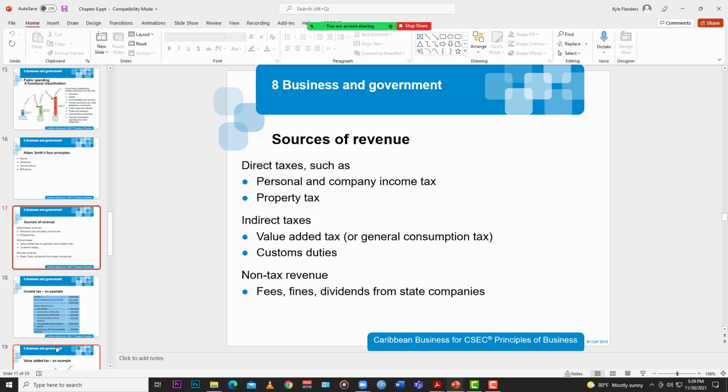Other sources include, as you would know if you come across some of these things doing business, fees, fines, and dividends from state companies. Some governments actually invest in certain companies and they get dividends from that. For example, here we have government invested in National Bank and Cable and Wireless, so they would get some monies from these companies.